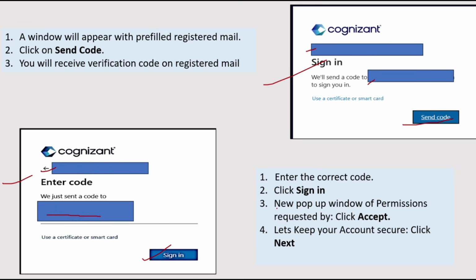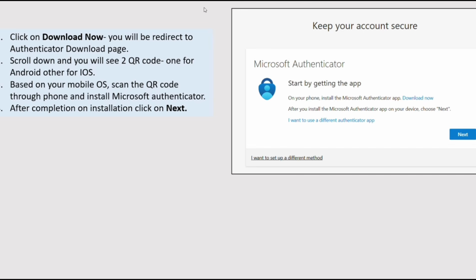Then again, a new pop-up window will appear saying that permission requested by, and you have to click on accept button, and one more pop-up window will appear saying that let's keep your account secure. Again, click on next. After doing so, you will be receiving one Microsoft Authenticator pop-up. You have to click on this download now button.